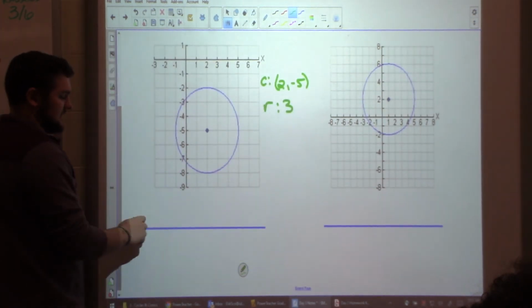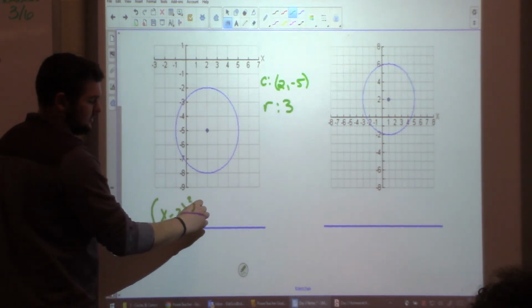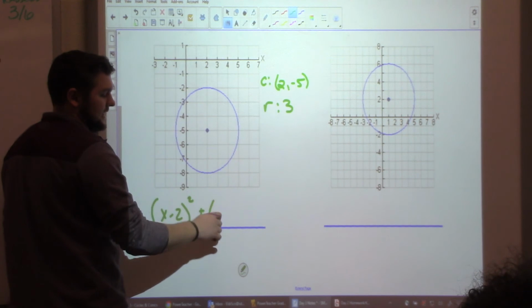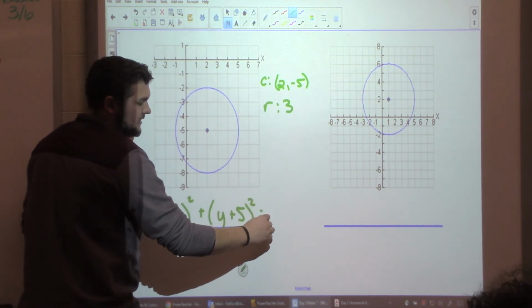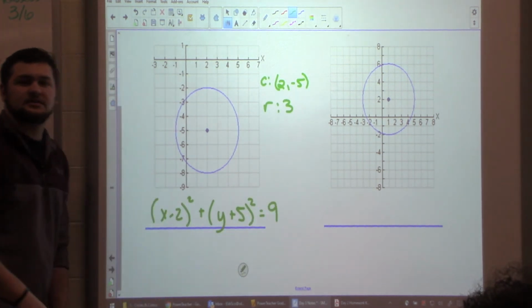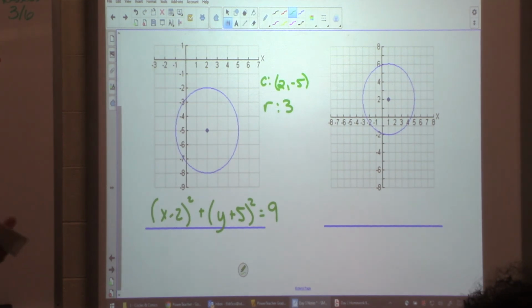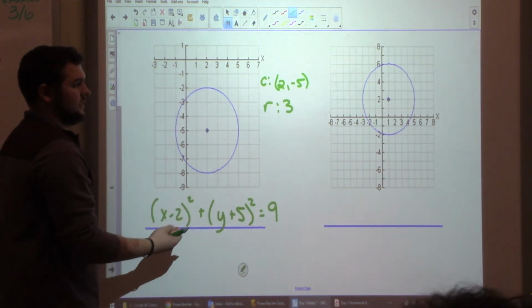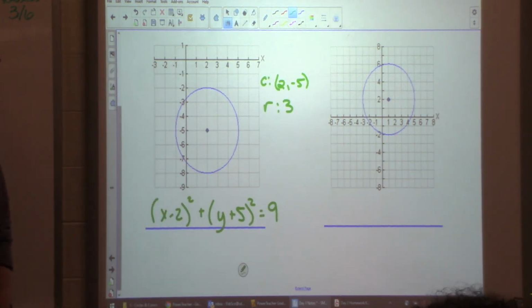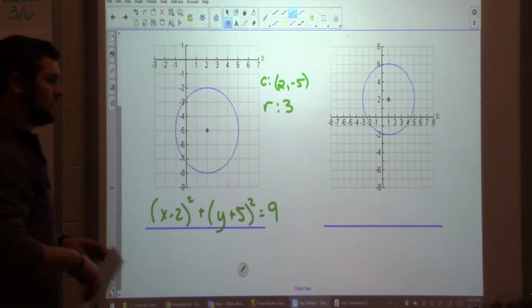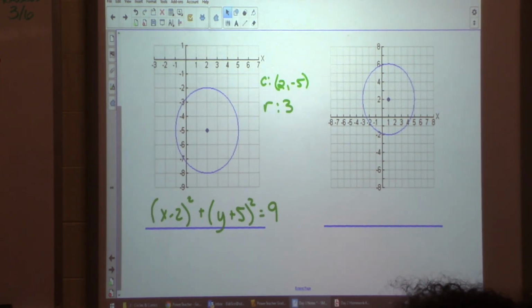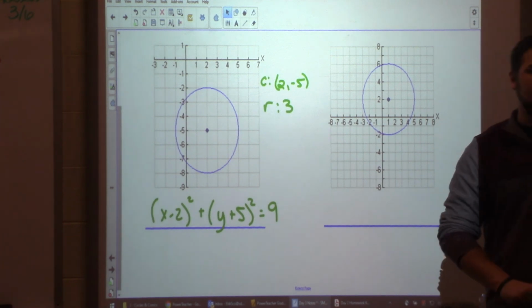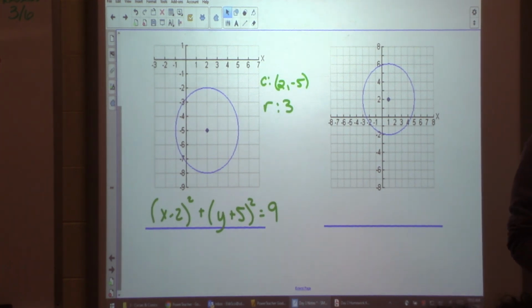X minus h squared. So x minus 2 squared plus y minus k squared. Or y minus negative 5 is plus 5 equals my radius squared. So equals 9. So find your center, plug it in for h and k, then take your radius and square it. That's what it should equal. Alright? Any questions on that? Cool. Then, what I need from you, do the last problem on your own. When you are finished with it, bring it up to me, I'll check it, you get your homework.